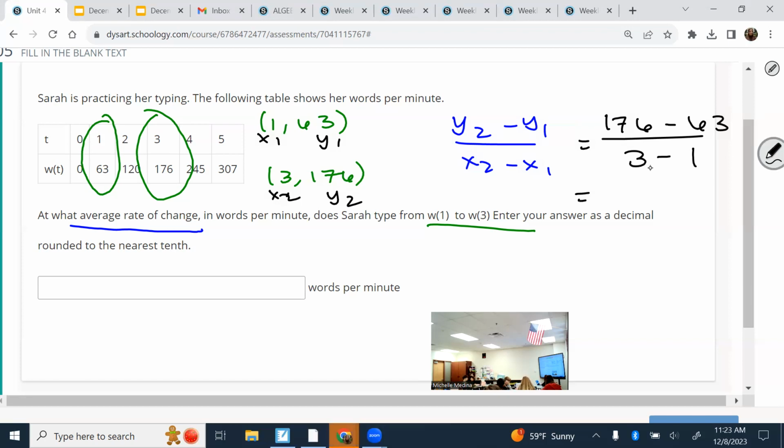So 176 minus 63 is 113, if I remember correctly. 3 minus 1 is 2. And then when I divide that in my calculator, I get good. And it did want my answer as a decimal rounded to the nearest 10th. And the nearest 10th is just 1 decimal spot. So that's already there.